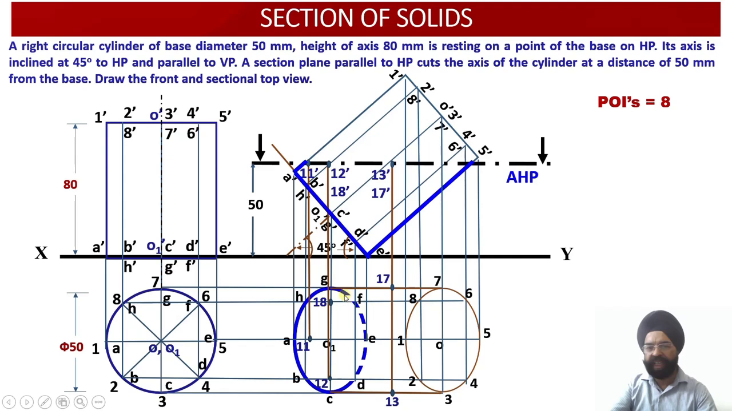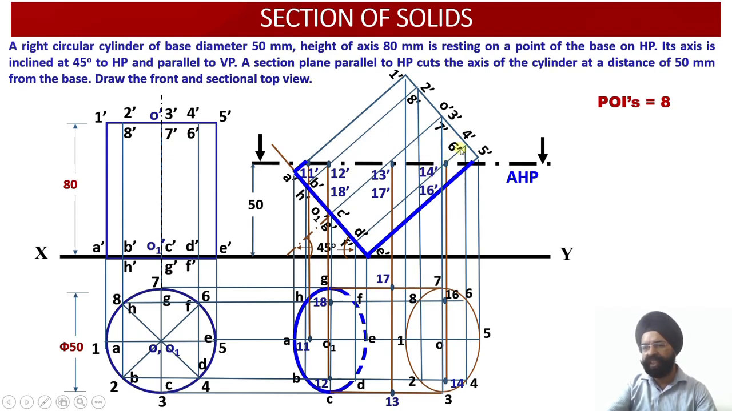So corresponding to this, the front view is 7G. Wherever the point of intersection of this vertical generator with 7G will be, I obtain the point 17 over here. Next points of projection, they are 14 and 16.